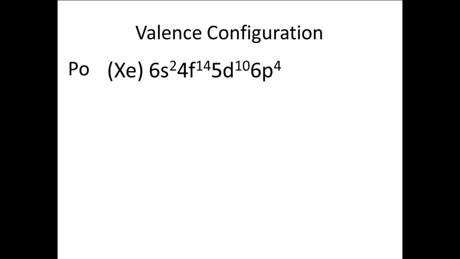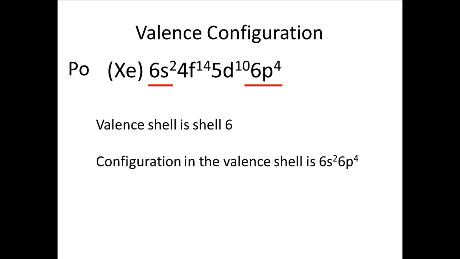It is even easier if we have done the noble gas configuration, because we know that only lower numbers are in the parts of the configuration represented by the noble gas, in this case Xe. So we need only look at the written parts of the configuration to find that the valence shell is shell 6, and the valence configuration is 6s2, 6p4.